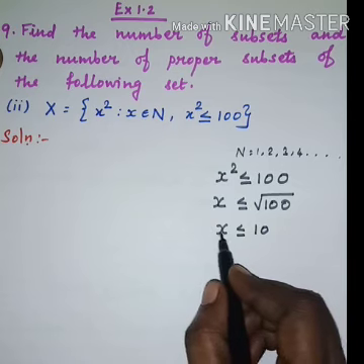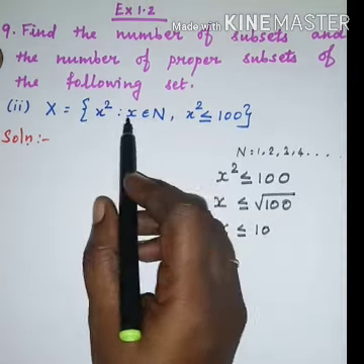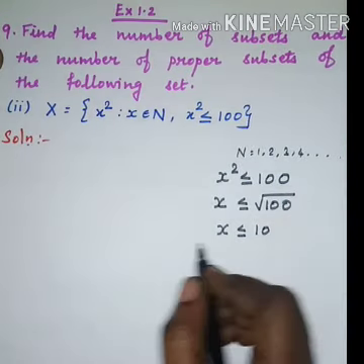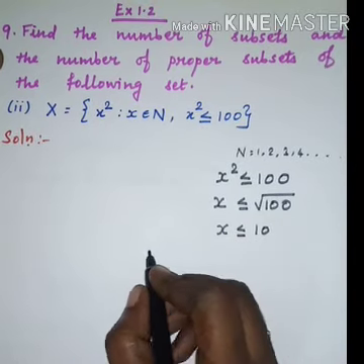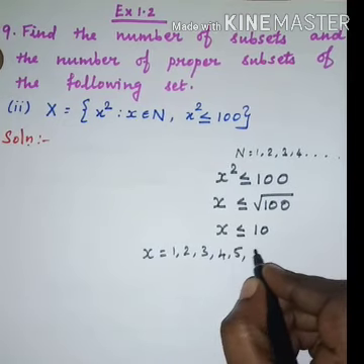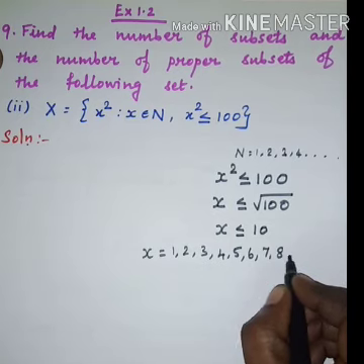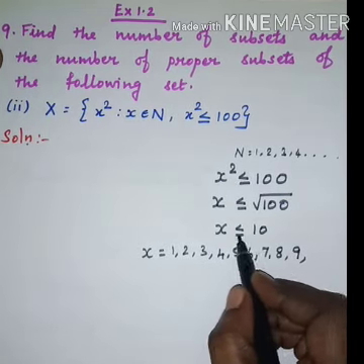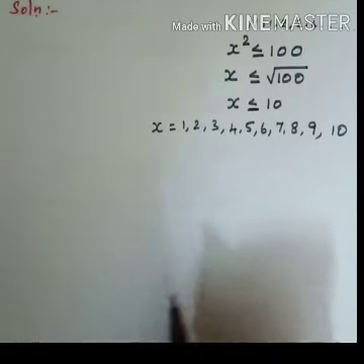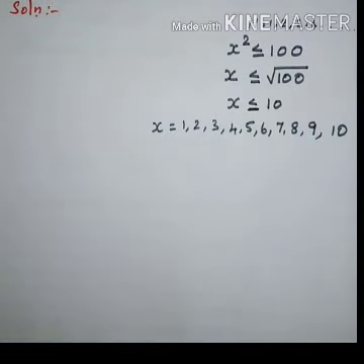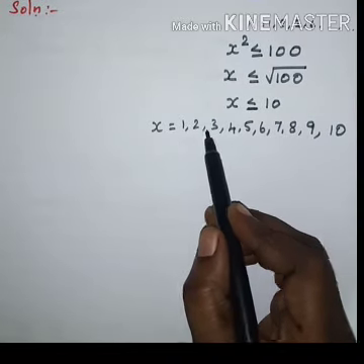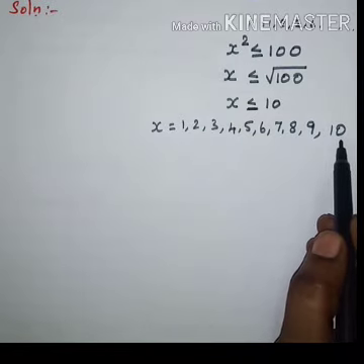We got the condition x is less than or equal to 10. So x belongs to natural numbers. Natural numbers start from 1, 2, 3, etc. So what are the values we have to take for x? The values for x are 1, 2, 3, 4, 5, 6, 7, 8, 9. Here the equal to sign is given, so we have to take this 10 also. So the elements of x are 1, 2, 3, 4, 5 up to 10.